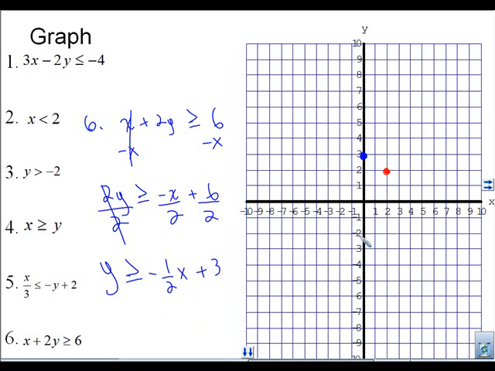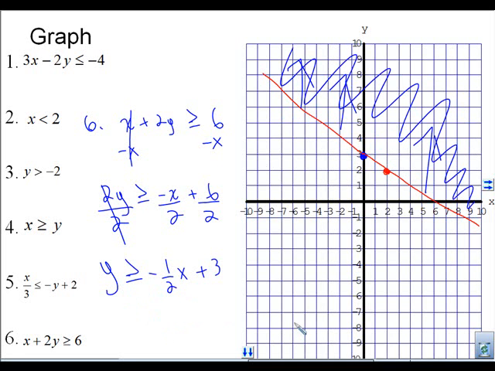Is the line solid or dotted? Well, we have an equal to part, so you know it's going to be solid. What do we shade, up or down? If it's greater than, we're going to shade up. So we're going to shade above the line, or up. Make some arrows going up so you know which side you're going to shade. Alright, and that's it.